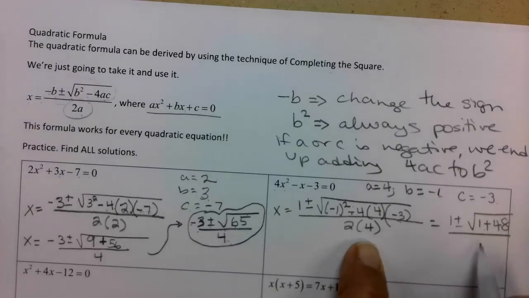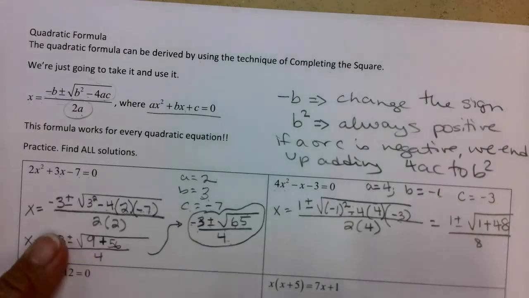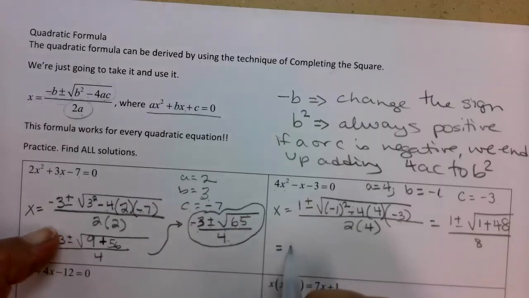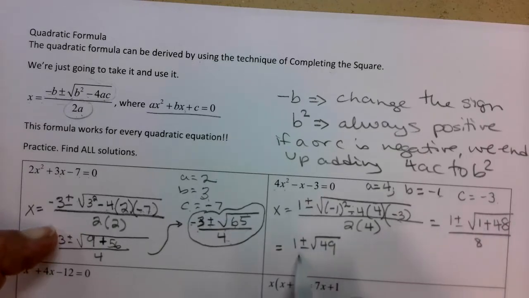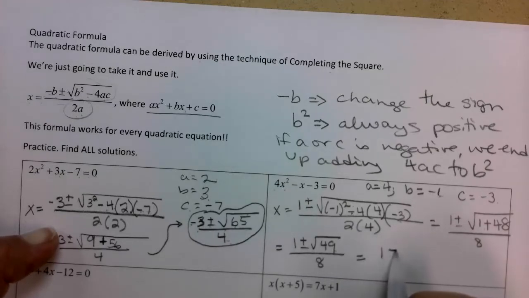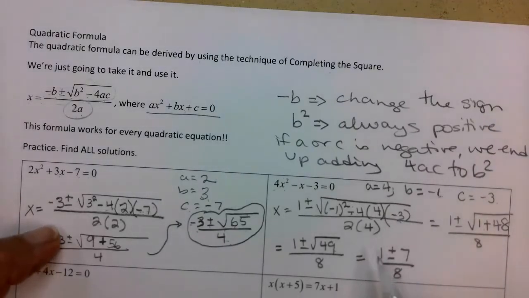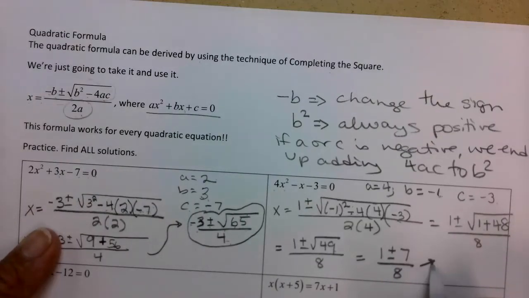And then 2 times 4 is 8. So we're at 1 plus or minus the square root of 49, right? So inside the radical, tidy that up, over 8, square root of 49. Well, that's a nice one. So 1 plus or minus 7, all divided by 8. So then we do 1 for the plus and 1 for the minus. So 1 plus 7 is 8 over 8. So there's one solution, x equals 1.